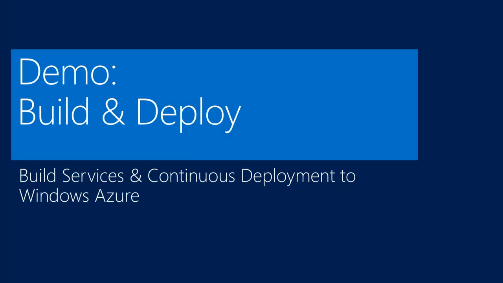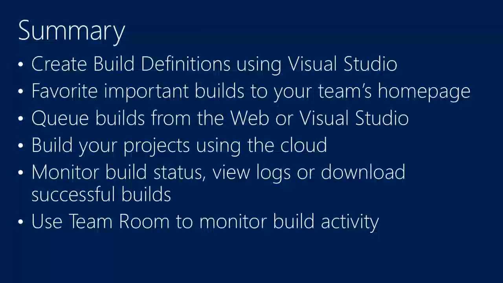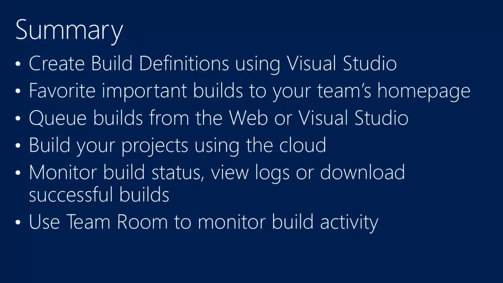Then we got into builds. With builds, we were able to create a build definition using Visual Studio. Favorite a build so it's on the home page. We were able to build to the cloud, hopefully. That'll finish by the time I'm done talking. And we were able to use the team room to monitor activity. And we'll take a look at the team room as well, make sure that that activity has been posted there.